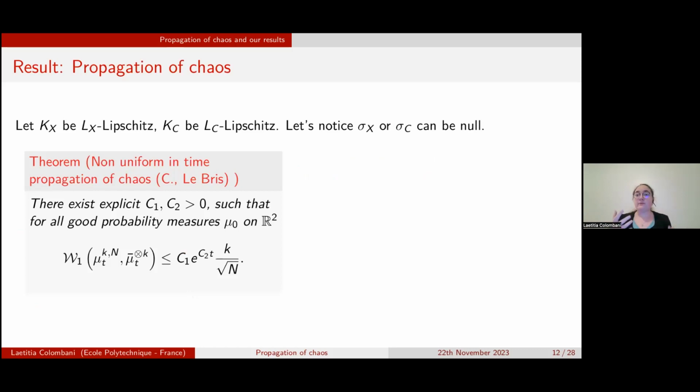About our results, what have we proved? So, as I said, we need K_x and K_c to be Lipschitz, so we will call the constants L_x and L_c. And as I said, we can have some noise to be null, but one of them needs to be positive. We obtain a first theorem, which is a non-uniform in time propagation of chaos. So we consider the Wasserstein-1 distance between both measures, the measure we are interested in and this limit measure. And this distance is lower than K over square root of n times exponential of Ct. So it's a usual result for propagation of chaos. But if we want a large T, we need to have a large N to compensate in the bound.